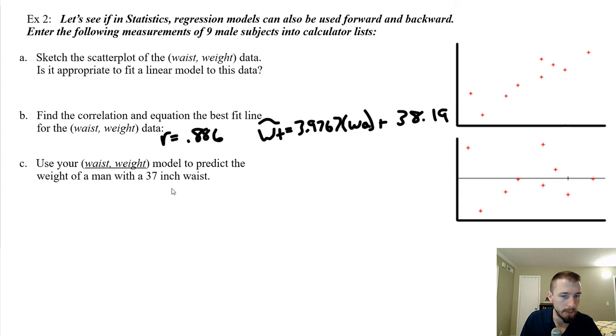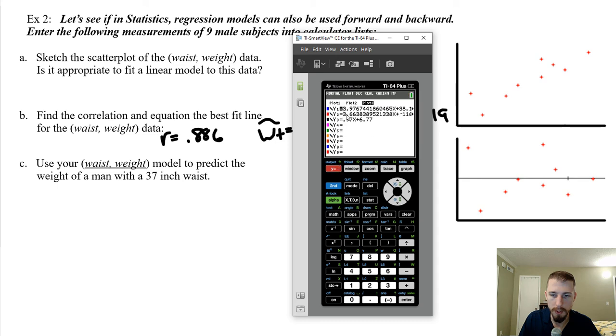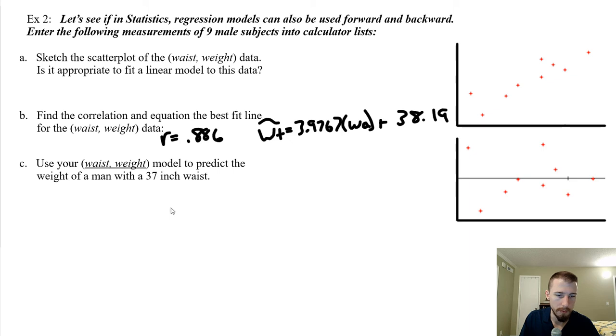Use your model to predict the weight of a man with a 37-inch waist. The easiest way to do this, because we stored it in y1, is just to evaluate y1. So I'm going to quit out of that, go to variables, y variables. Make sure you know how to do this, because I know I show this in pretty much every video, but it is the main thing you're going to be asked to do on the test. So that's going to be 185.3 repeating. So we would predict 185.3 repeating, and that would be pounds, I believe.